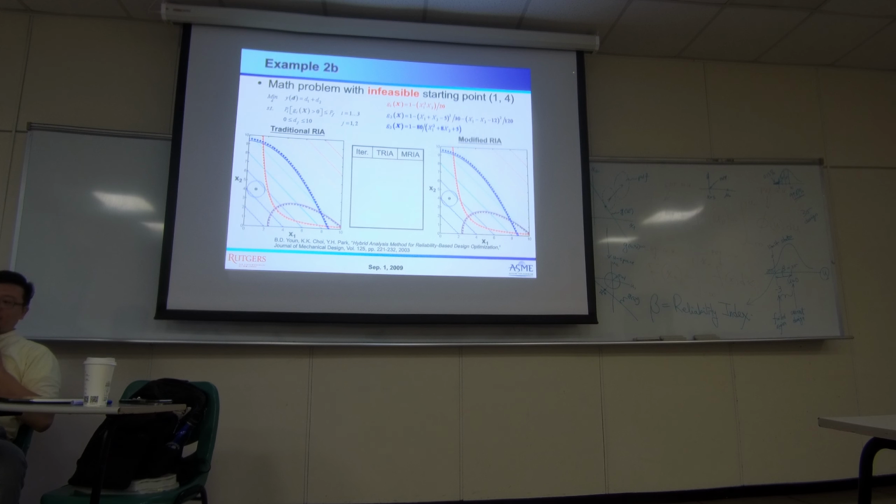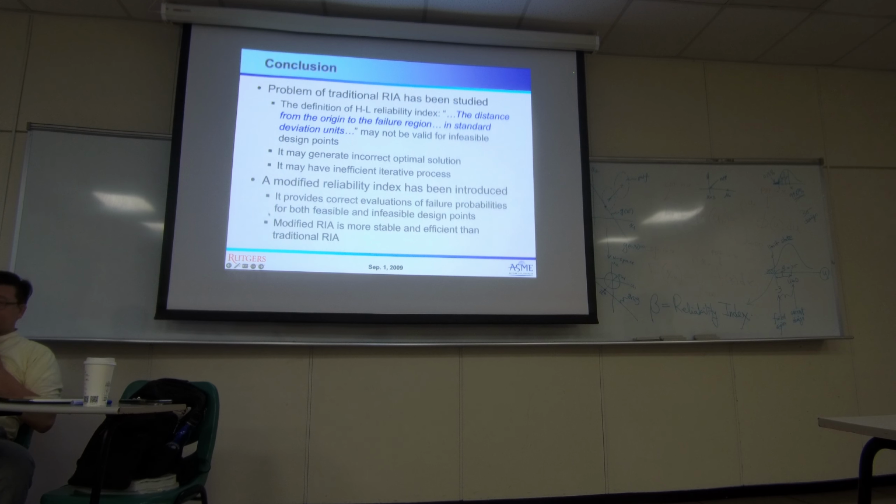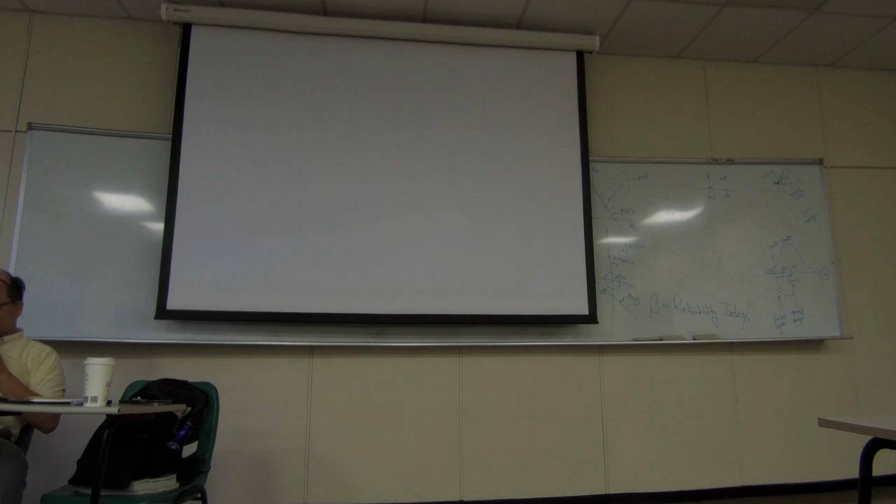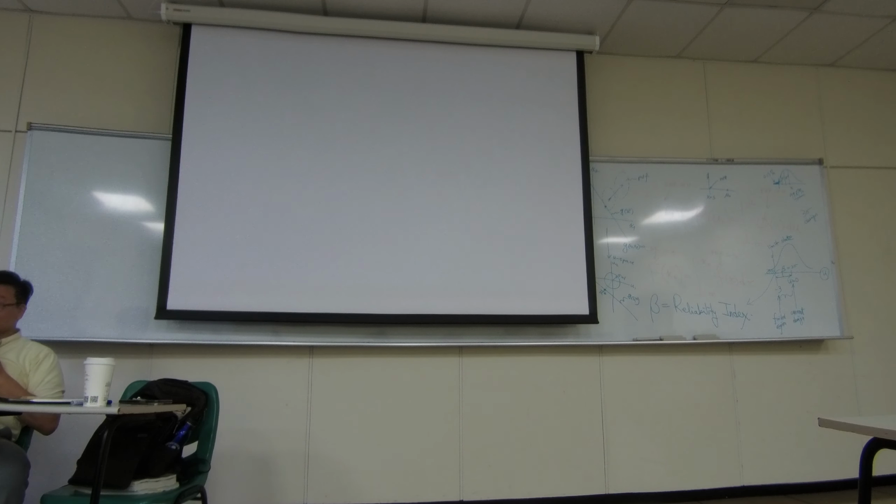And if your initial guess is an infeasible point, using the old method, it will lead to incorrect solution. So with the modified approach that I presented in 2009, at the end you can find a solution right here, even though your initial point is an infeasible point. With a traditional one, it becomes a failure. Okay. So at the end, that's what I did for my PhD.